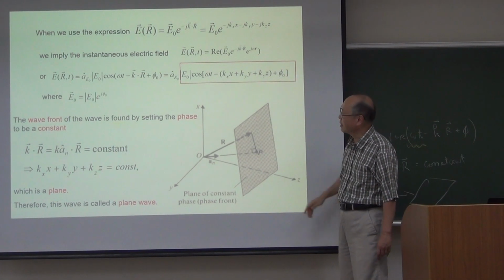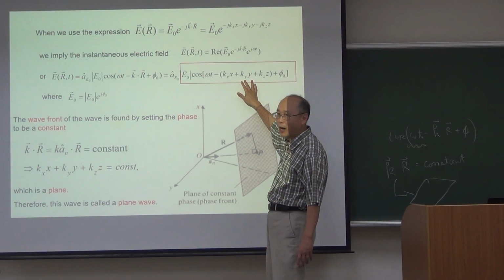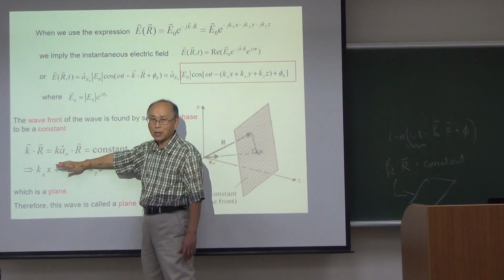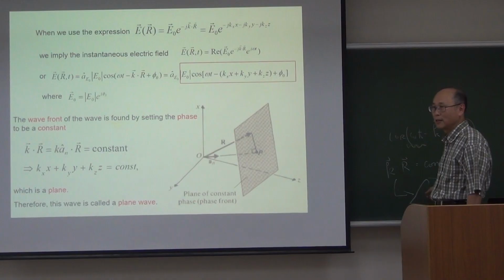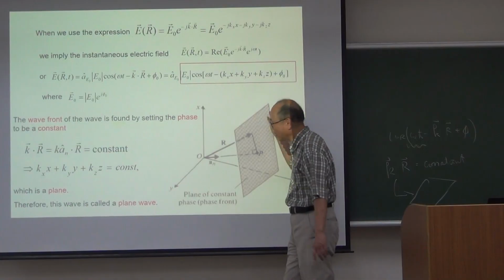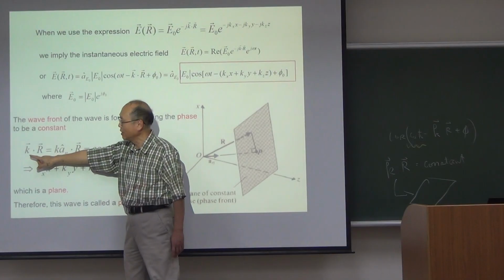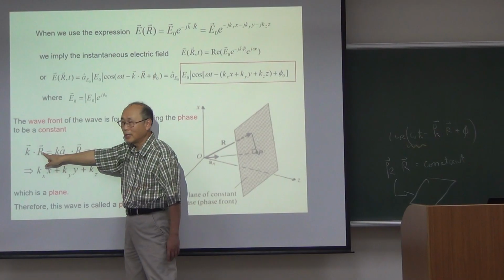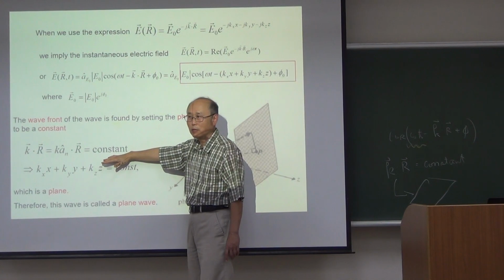Geometrically, it just means that if you have to find out the wavefront, then you do this dot product and set it to be constant, and you find that again, this is a plane, because k dot r equal to a constant defines a plane in space. If you just look into this dot product definition, it means that you are projecting this position along a fixed direction, and this projection has to be equal to a constant.